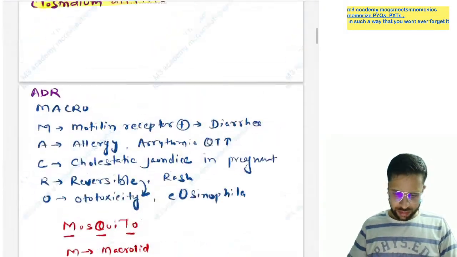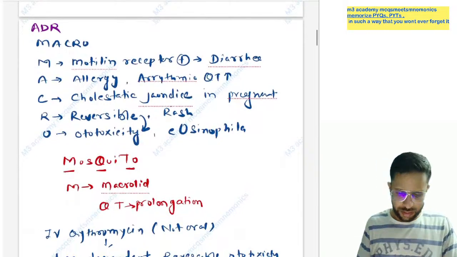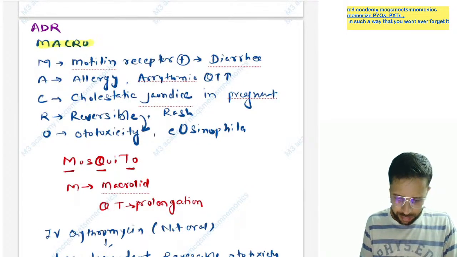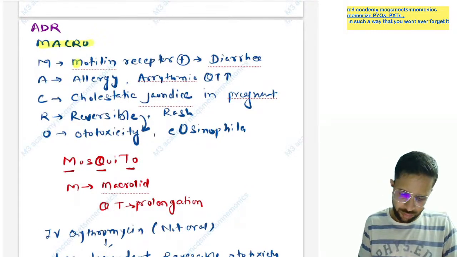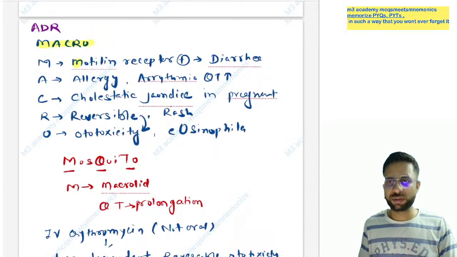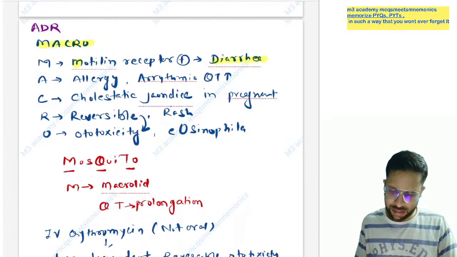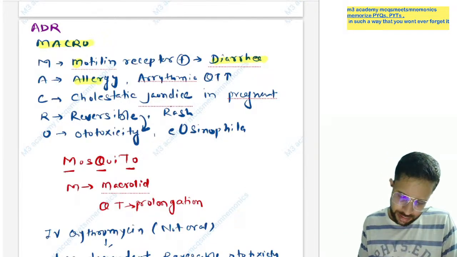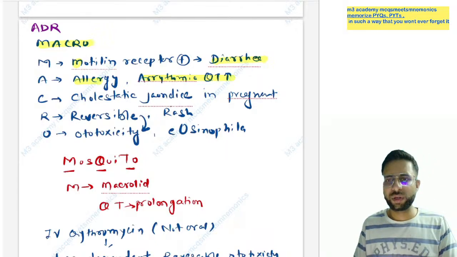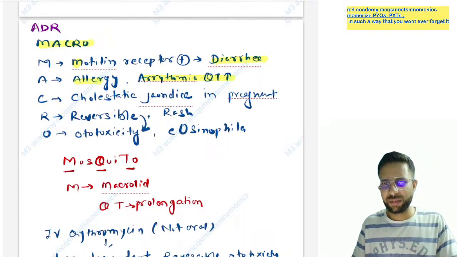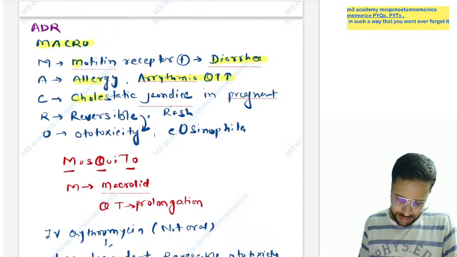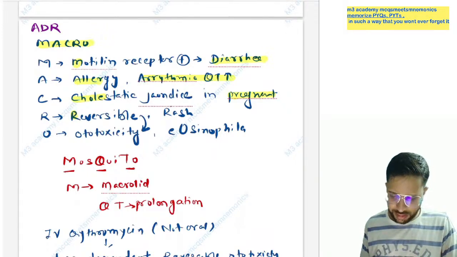Yes. So what is the adverse effect of the macrolide? Adverse effect you can remember by the macro word. Macrolide means macro. M for it works on motilin receptor, so it increases GI motility, means it causes the diarrhea. A for allergy and it causes the arrhythmia by QT prolongation because of enzyme inhibition. Now C for cholestatic jaundice seen in pregnant woman. R for reversible ototoxicity. R for rash and E for eosinophilia.